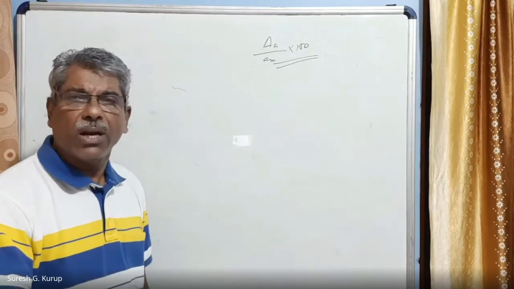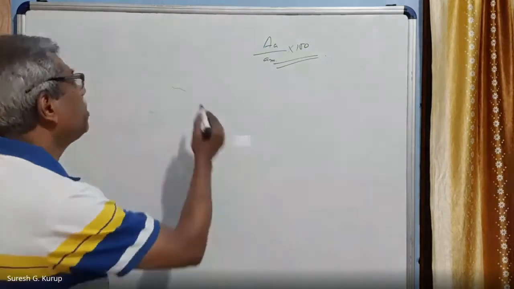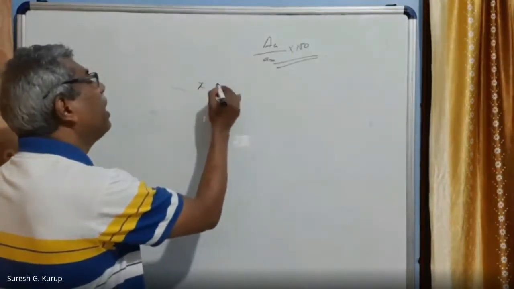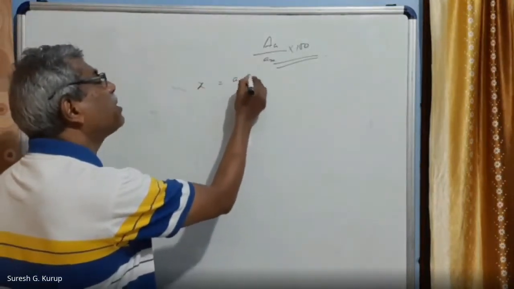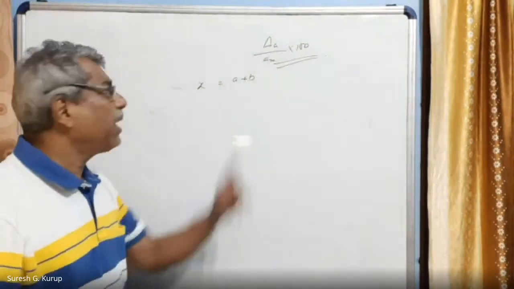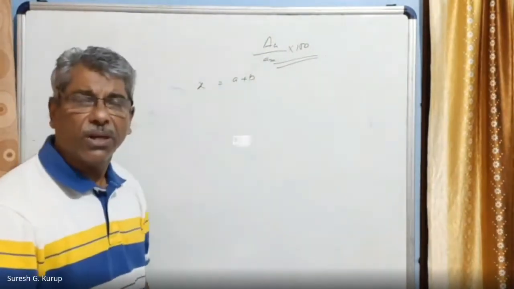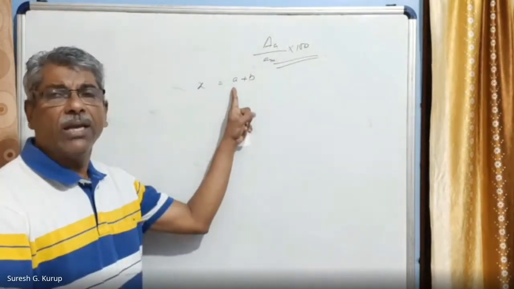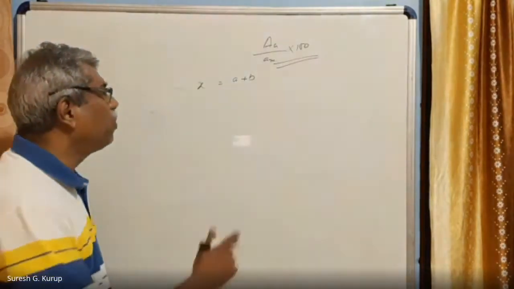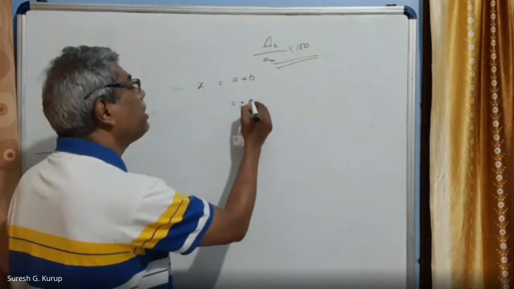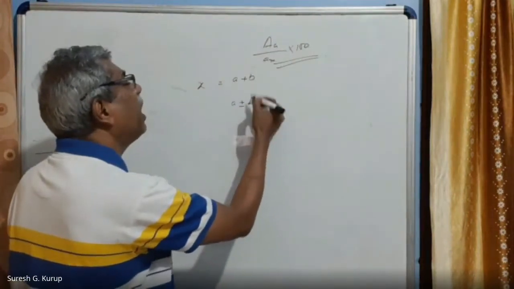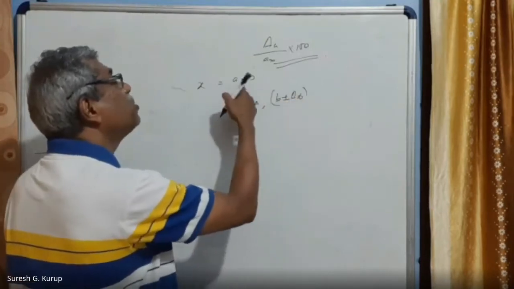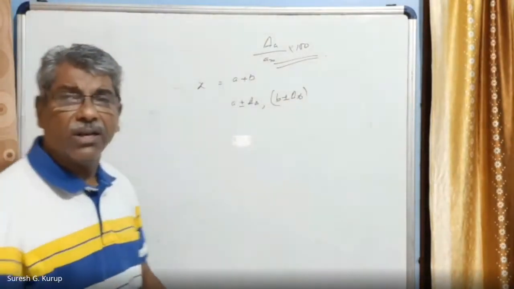So suppose two quantities are added. Suppose their real values are A and B. So the addition of these two quantities is A plus B, where A and B are the true values of the physical quantity. But the observed values of the physical quantity are A plus or minus delta A, and the observed value of B is B plus or minus delta B.